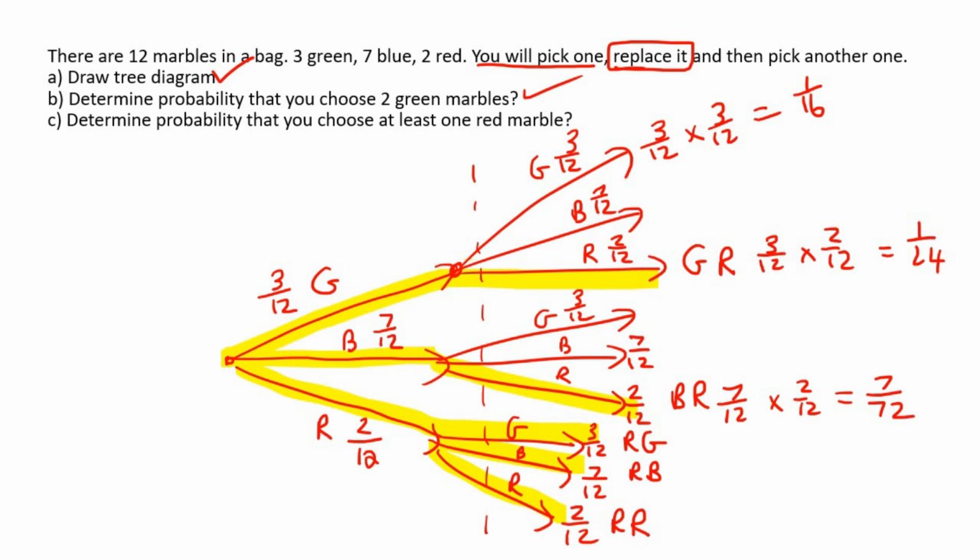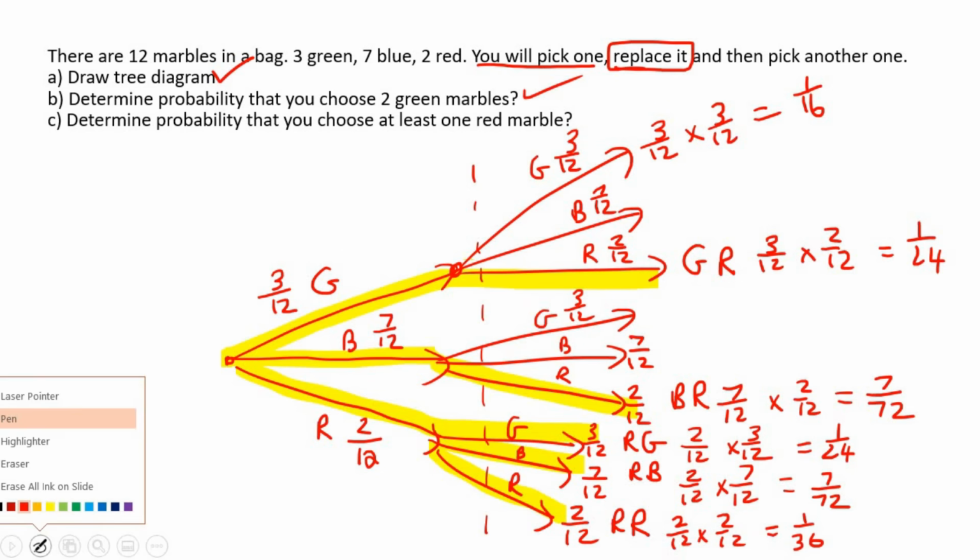So we're going to do the red-green branch now. Red-green, which is 2 out of 12 multiplied by 3 out of 12. And that'll be 1 out of 24. And then we're going to be doing 2 out of 12 multiplied by 7 out of 12. And that's going to be 7 out of 72. And then we're going to be doing 2 out of 12 multiplied by 2 out of 12. And that'll be 1 out of 36.